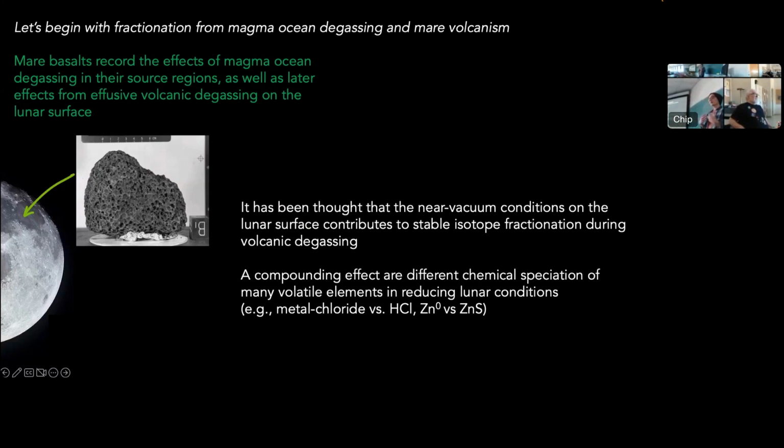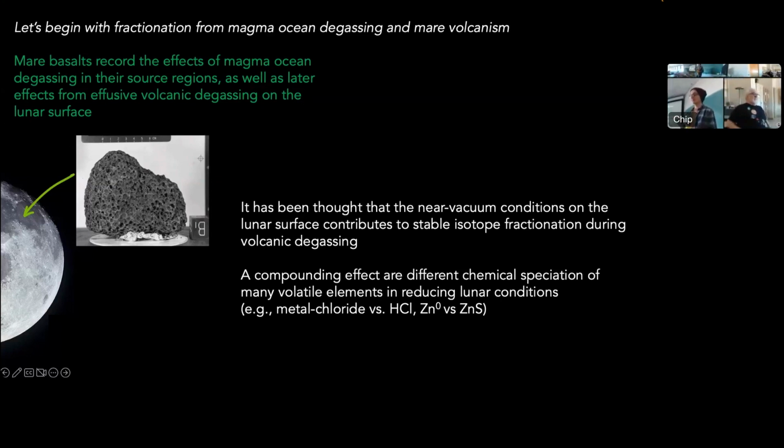And in terms of the physiochemical condition of the Moon, it's very distinct relative to the Earth, where the effective vacuum at the lunar surface has been thought to have at least made devolatilization more efficient, and perhaps isotopic fractionation flowing from it more extreme. Additionally, the redox state of lunar magmas is significantly more reducing than the Earth, and this results in remarkably different chemical speciations of volatile elements during degassing.